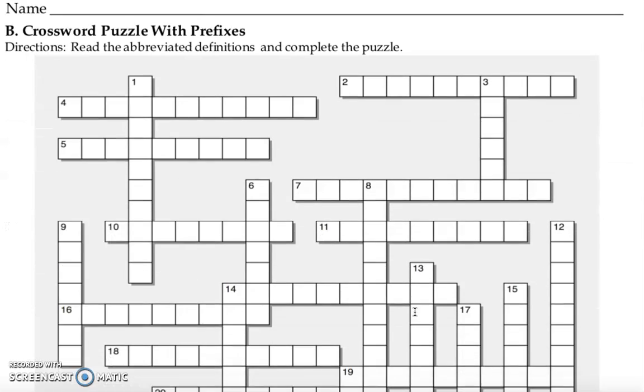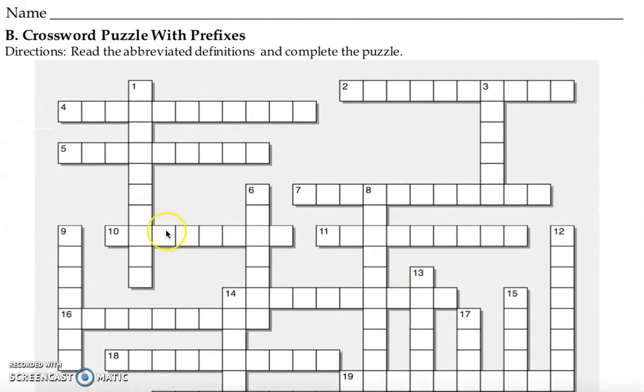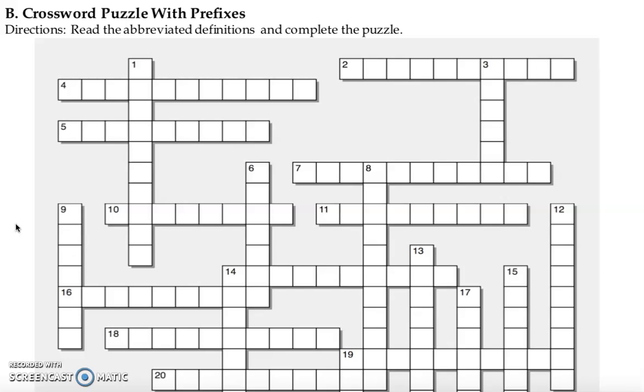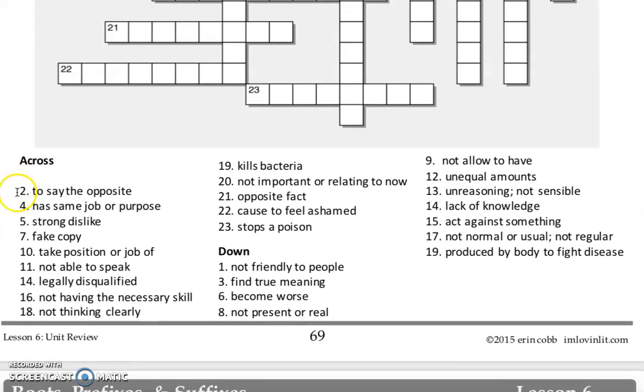Let's look at the next crossword puzzle. This is all prefixes. So let's look at the definitions. 2, across. These are the across definitions. 2, to say the opposite. 4, has same job or purpose. 5, strong dislike. 7, fake copy. 10, take position or job of. 11, not able to speak.